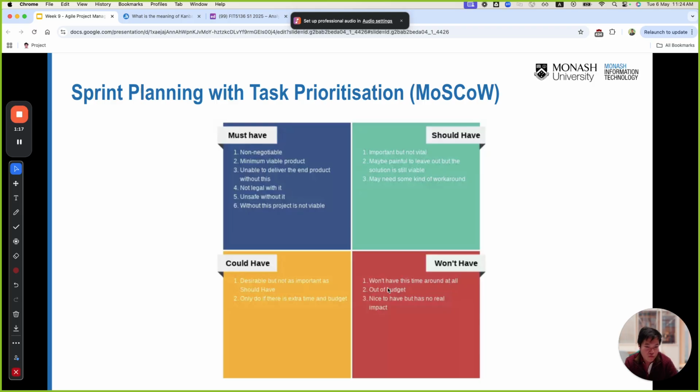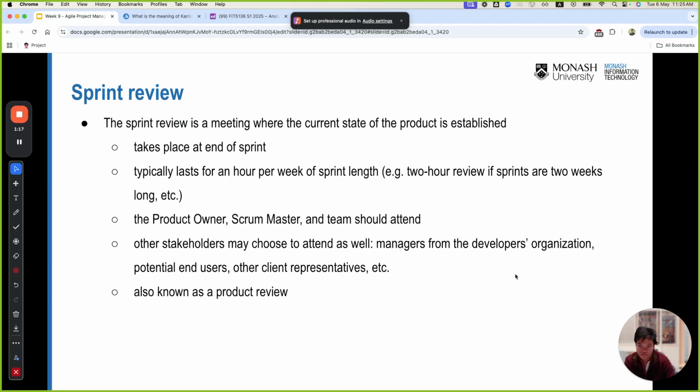Won't have this time around at all, out of the budget. This one is just like say no. Nice to have, but it doesn't have any real impact at all. For example, a login with something we don't need. Anyway.